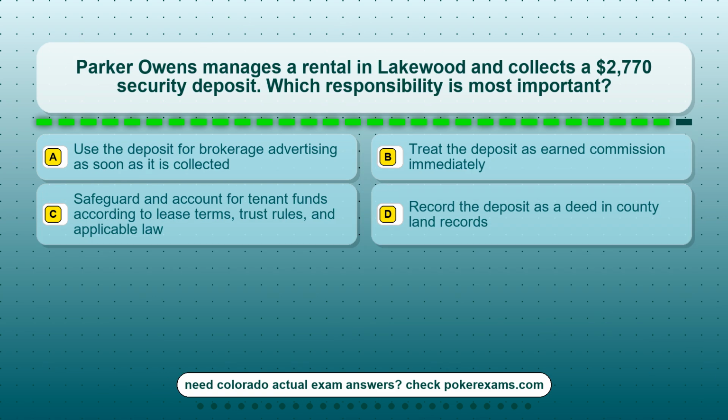Question 20. Parker Owens manages a rental in Lakewood and collects a $2,770 security deposit. Which responsibility is most important? Option A, use the deposit for brokerage advertising as soon as it is collected. Option B, treat the deposit as earned commission immediately. Option C, safeguard and account for tenant funds according to lease terms, trust rules, and applicable law. Option D, record the deposit as a deed in county land records.